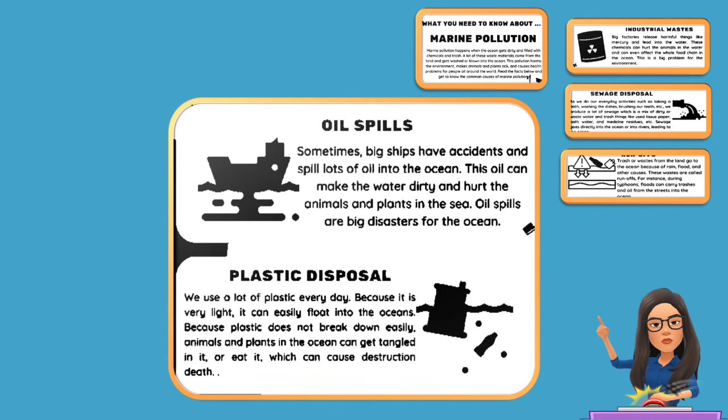Oil spills. Sometimes big ships have accidents and spill lots of oil into the ocean. This oil can make the water dirty and hurt the animals and plants in the sea. Oil spills are big disasters for the ocean. Plastic disposal. We use a lot of plastic every day because it is very light. It can easily float into the oceans. Because plastic does not break down easily, animals and plants in the ocean can get tangled in it or eat it, which can cause destruction or death.